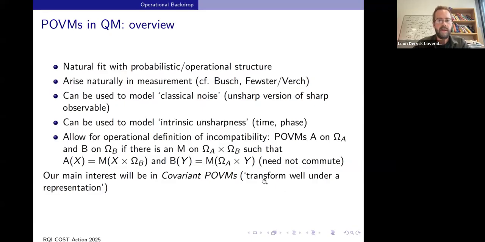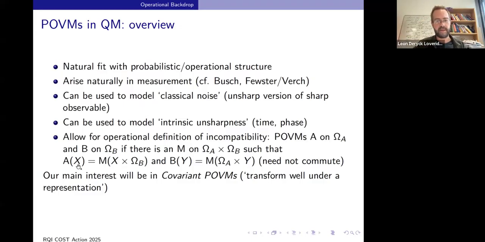And one of my favorite other reasons is that we can phrase the standard undergraduate idea of incompatibility in a much more operational way. If you have two POVMs, A and B, on separate outcome spaces, we can say that they're compatible exactly when they give rise to joint probability distributions for all states. So if there's an M that we'll call a joint observable for A and B on the product, so that you get all of the marginals out again, then we would say A and B are compatible. So we marginalize over the outcomes of B, and we just get the POVM A back again, and so forth for B.